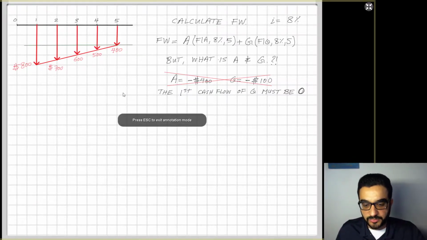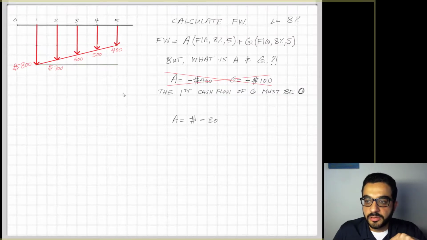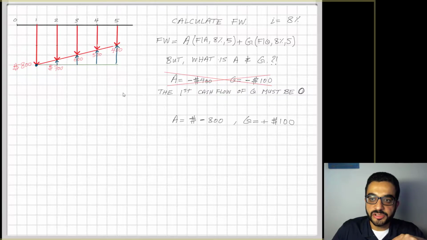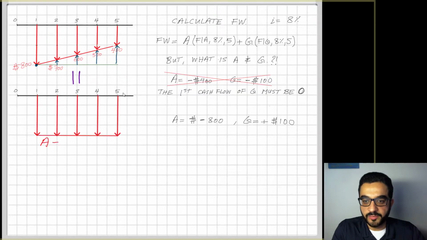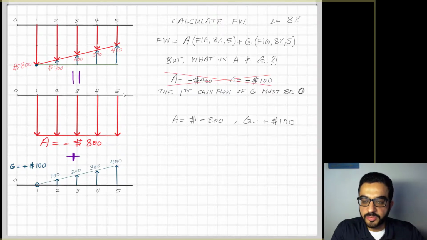The right way to break down this cash flow is actually to put A equal to negative 800, and then G will be positive 100. I know it might be a little confusing, but let's visualize it more. So this will be the gradient, and I'm actually deducting from this negative series cash flow of negative 800. I'm adding to it 100 every year. So that will be the cash flows.